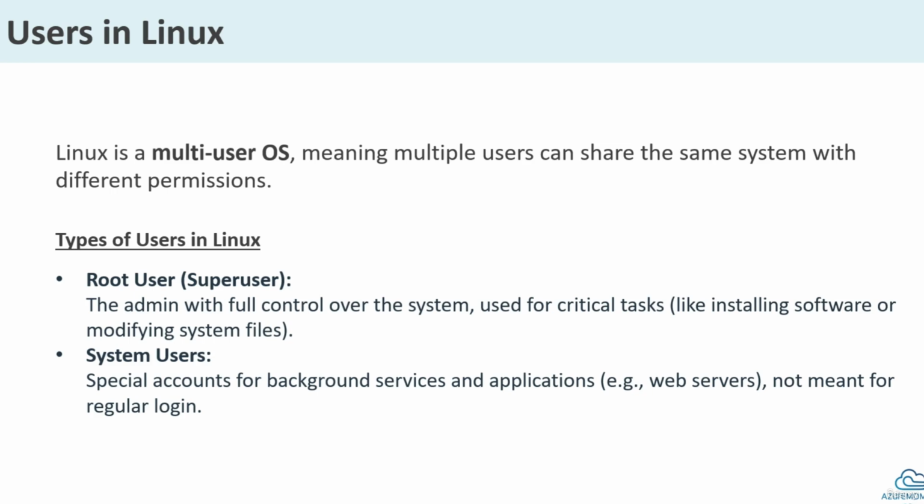Now, there is one more user, which is called the regular user. It is a standard account for daily tasks, for example, browsing and documents. It has limited permissions, so it can't modify system files. Each has a personal folder like home/username for private files. It is safe for everyday use and prevents accidents.